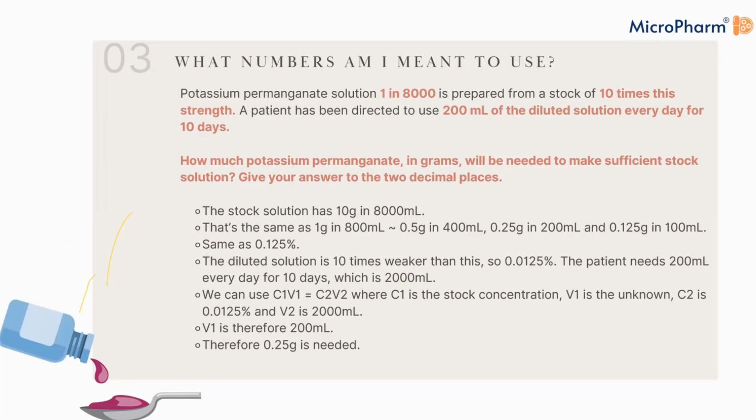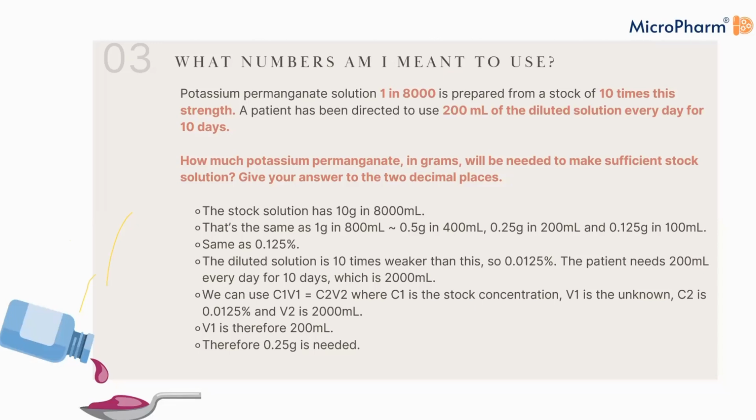That's the same as 1 gram in 800 mL, which is the same as saying 0.5 grams in 400 mL. That's the same as saying 0.25 grams in 200 mL and 0.125 grams in 100 mL, which is 0.125%. Now, I converted it to a percentage because when I was doing this calculation, I liked working with percentages. But I do appreciate that some of you who got the answer may not have needed to use percentages at all. But I've broken it down step by step, so for those of you who didn't necessarily get the correct answer, it's clearer. And this just gives you one way of approaching it.